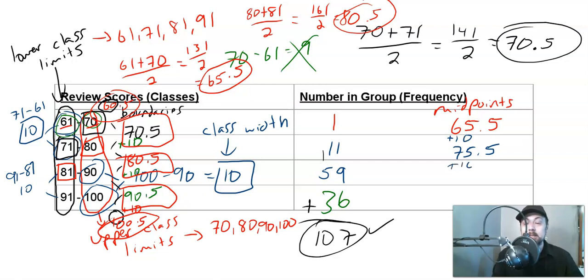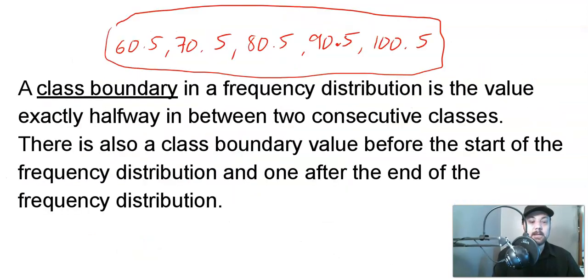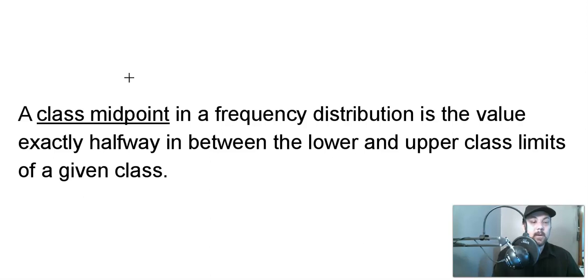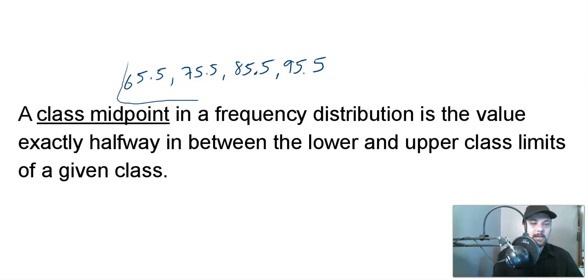So I'm going to add 10 because that's my class width, and I get 85.5 for the next class midpoint. Add 10 again, I get 95.5. And so these are my midpoints for all my classes. So let's get back to that here. So we had 65.5, 75.5, 85.5, and 95.5.